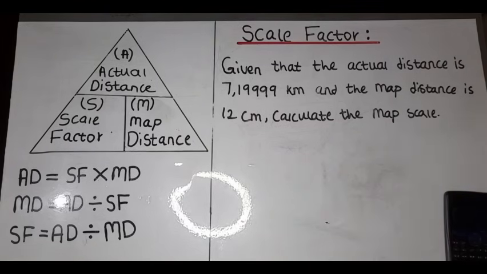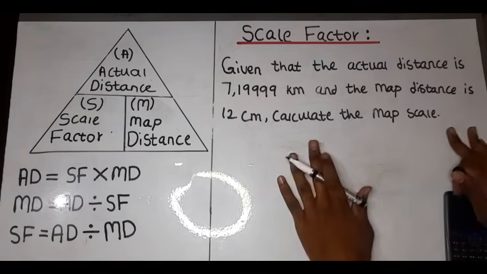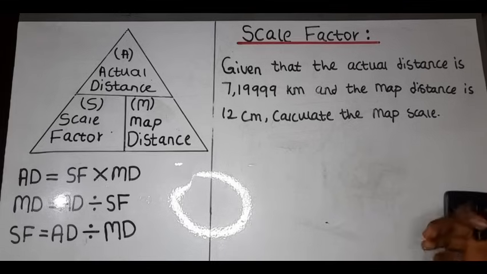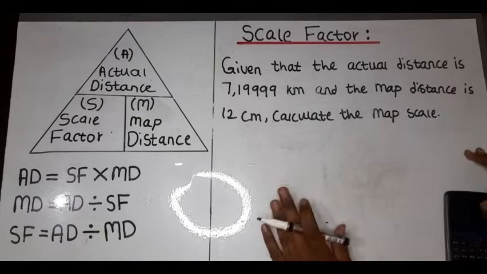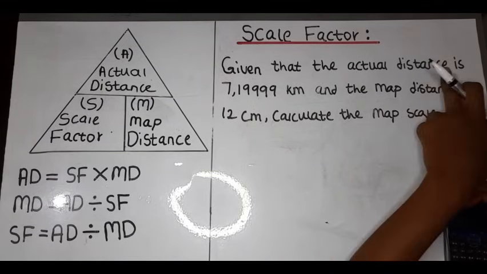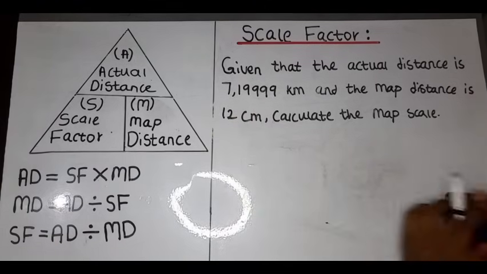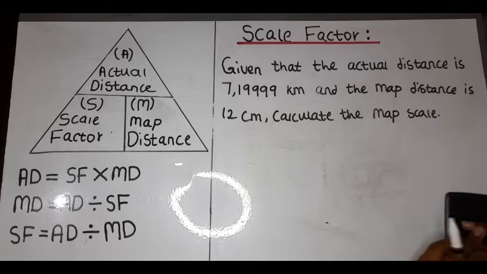We are calculating the scale factor. So if you look right now, we don't have a scale, we don't have a map scale, so we have to find our own map scale. So the question says that given that the actual distance is 7.19999 kilometers and the map distance is 12 centimeters, calculate the map scale.